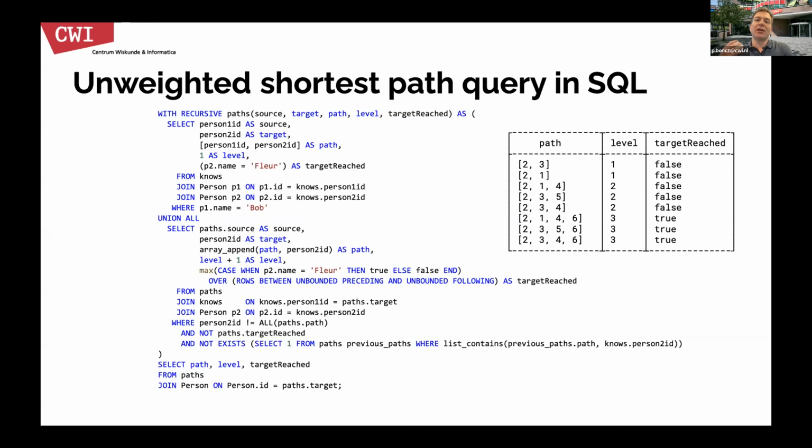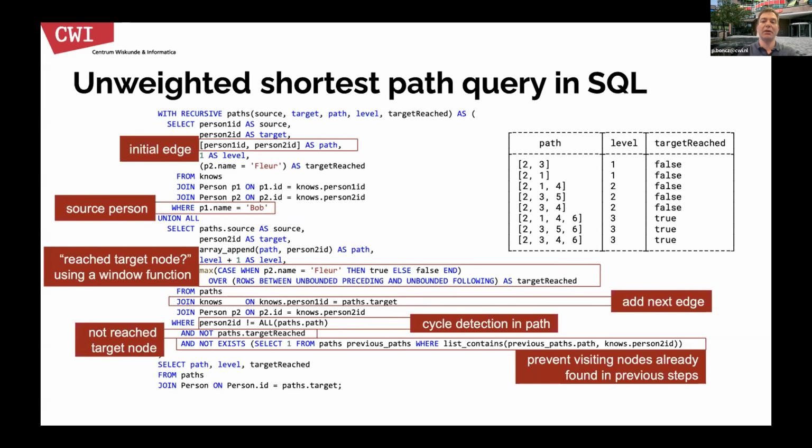In this particular implementation of shortest path, we also add a variable level and a variable target reached. So in the level, you see which iteration of the recursion this was generated in, and in target reached we keep whether we have found Fleur already. So when this becomes true, this is the stopping condition, and no further iterations are made.